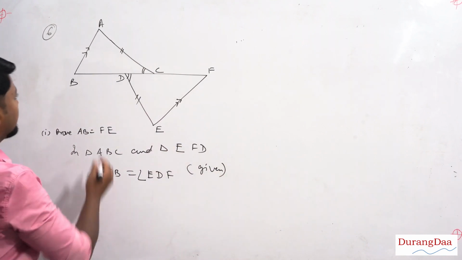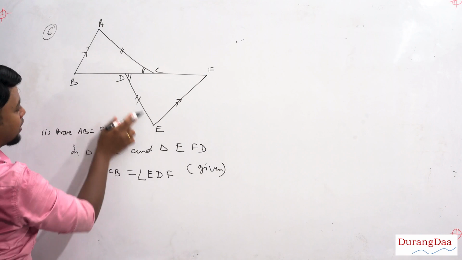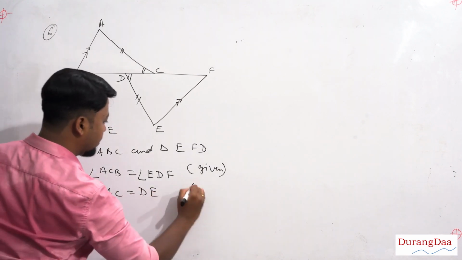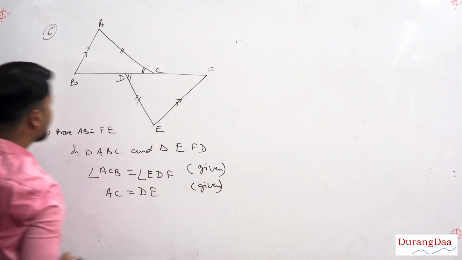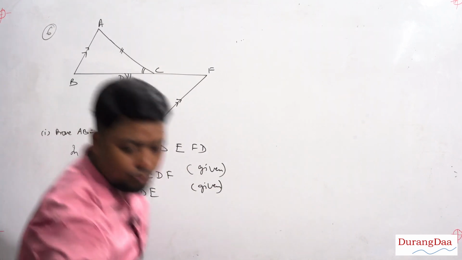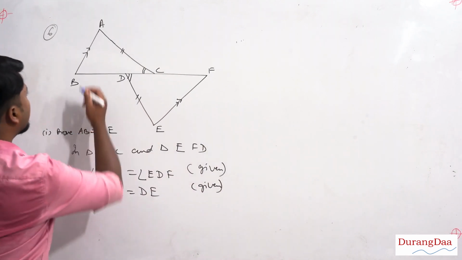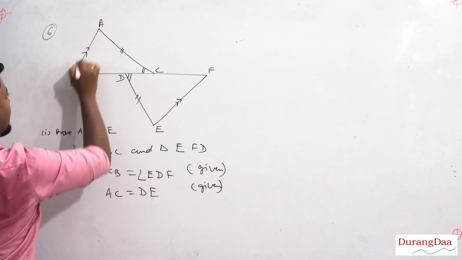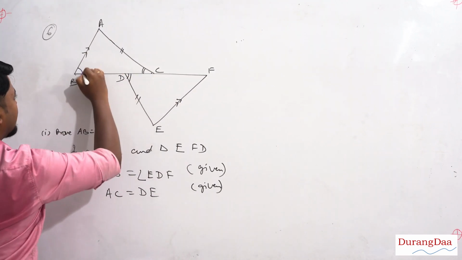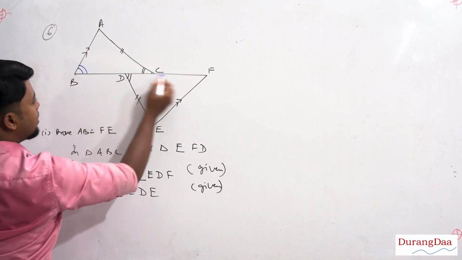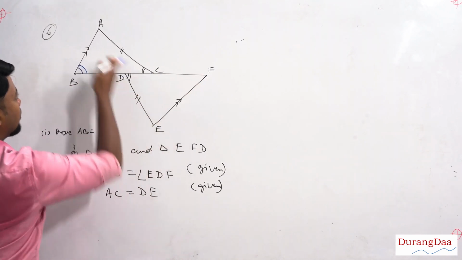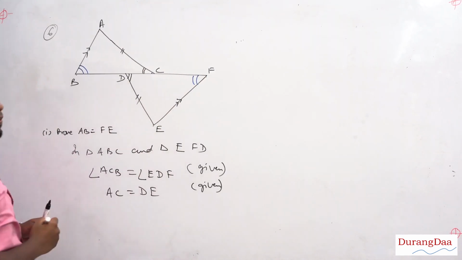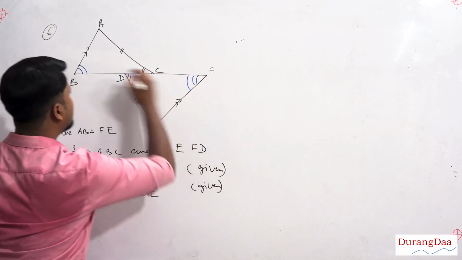After that, side AC is equal to side DE. This also has been provided. Write it, AC equals DE, given. Next, I'll use a different color here. If you look properly, AB is parallel to EF and the angle ABC should be equal to angle DFE, because both the lines are parallel and they are forming alternate angles here. So, I will just mark it like this.